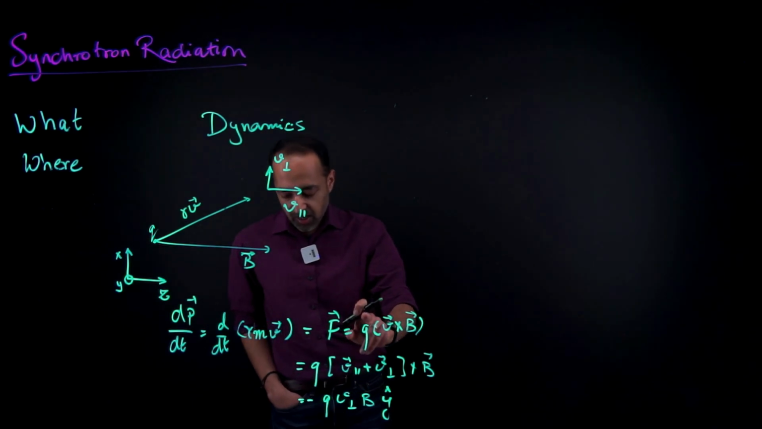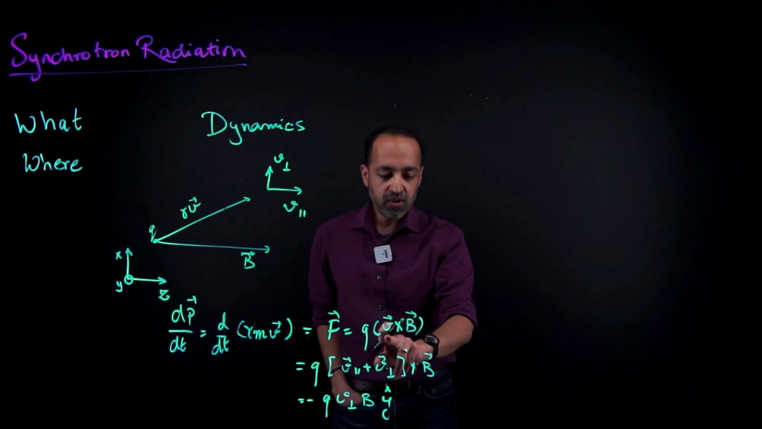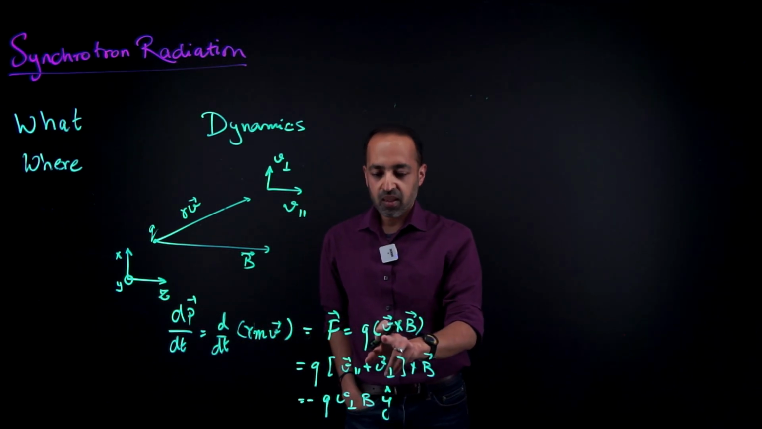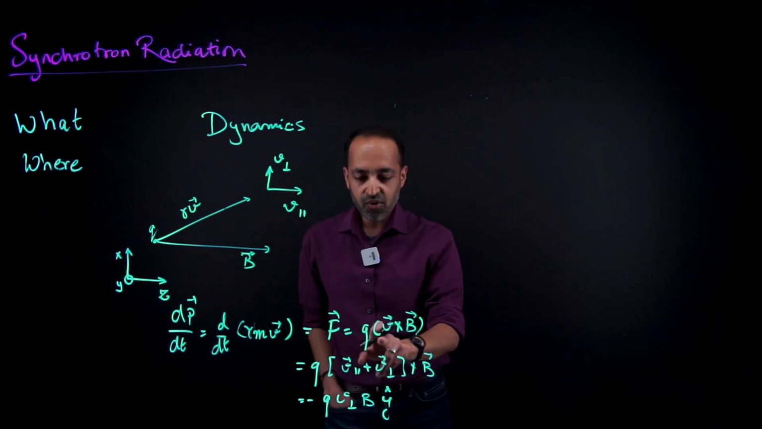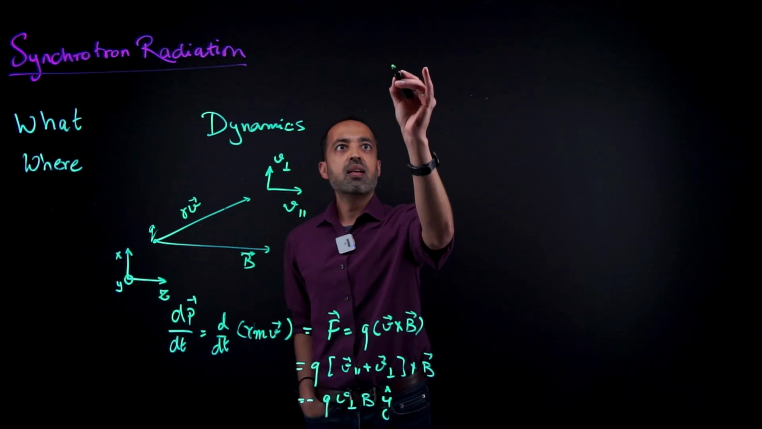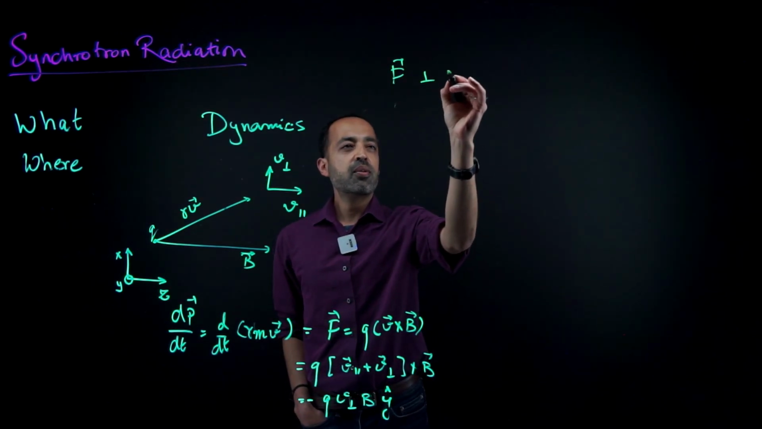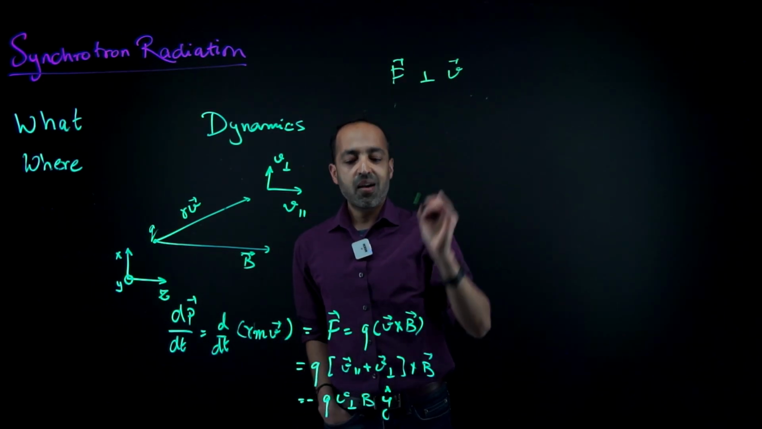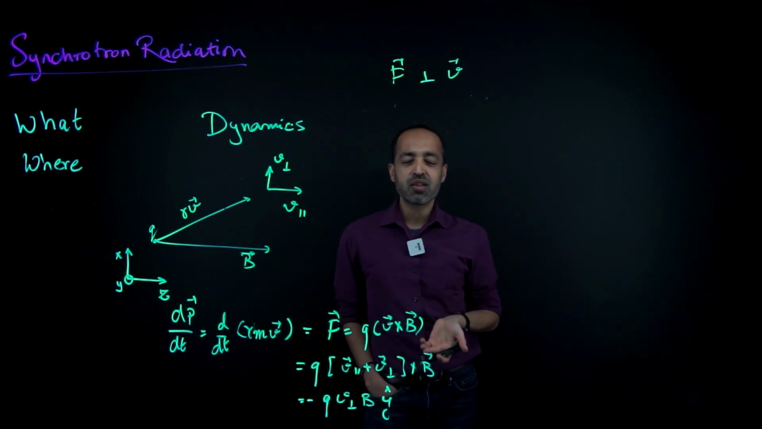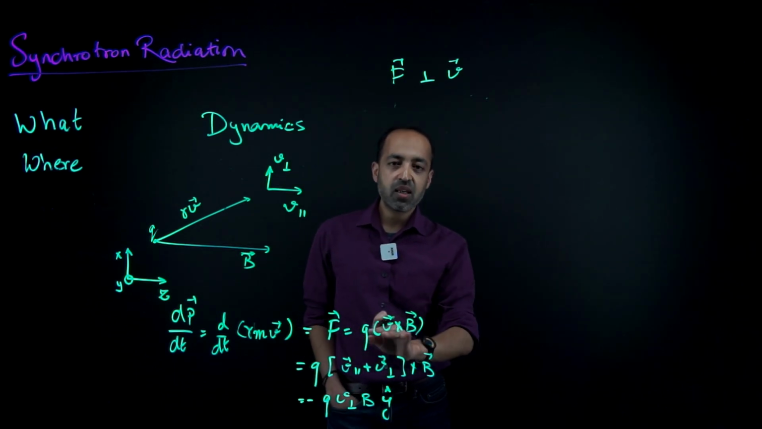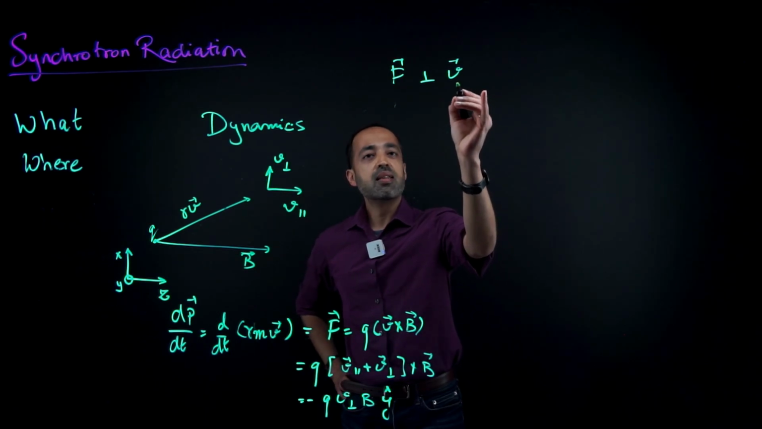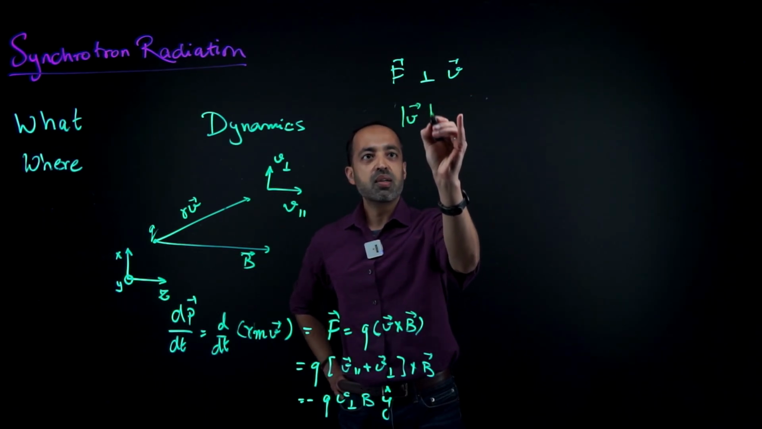Because the change in momentum is proportional to V cross B, that means that our force is at right angles to the velocity vector and the magnetic field. So the force is perpendicular to the velocity vector. And of course, this means that this Lorentz force does no work. This is something that you're familiar with: the magnetic force does no work on the particle. So since the force does no work, that means that the magnitude of the velocity must remain constant.